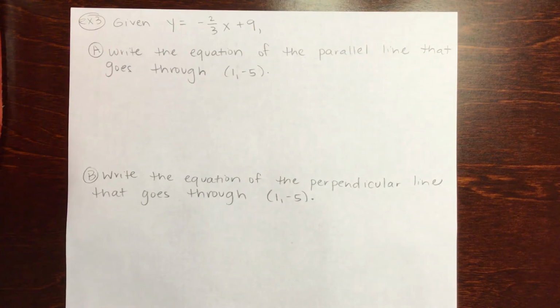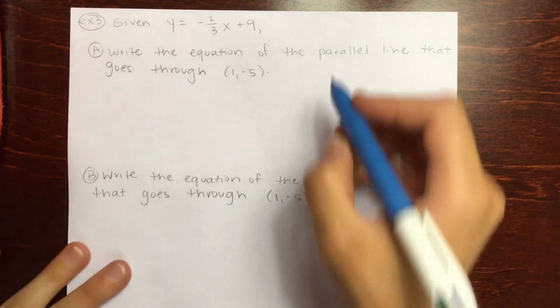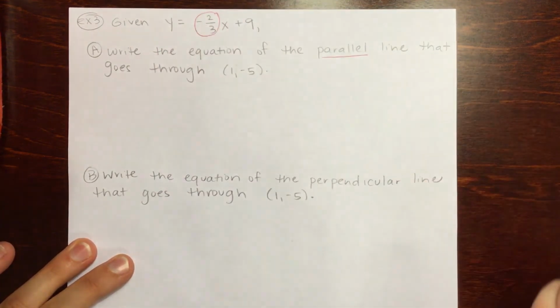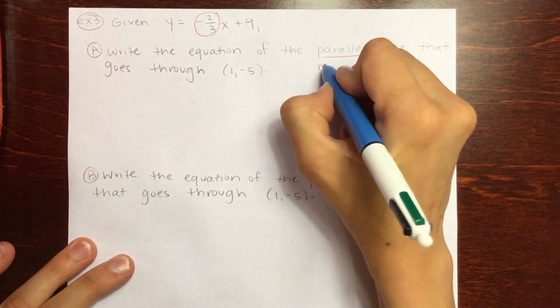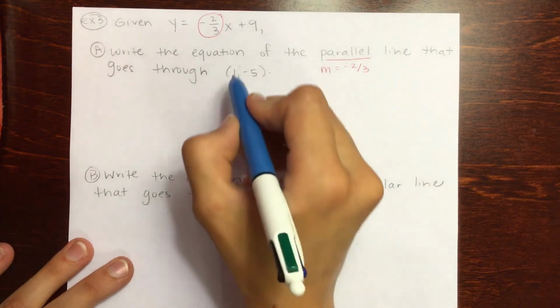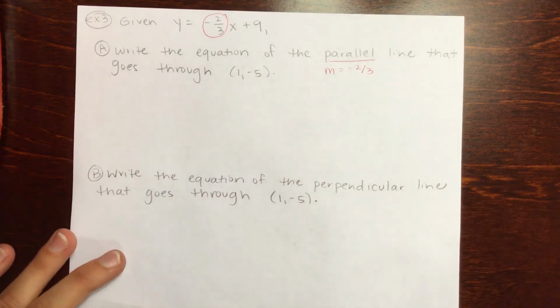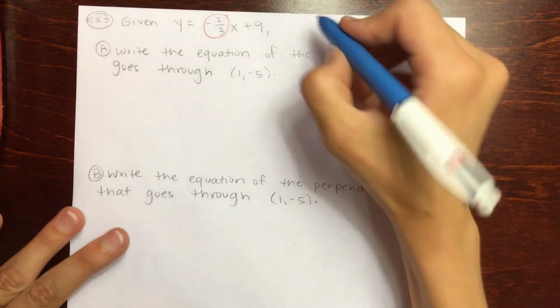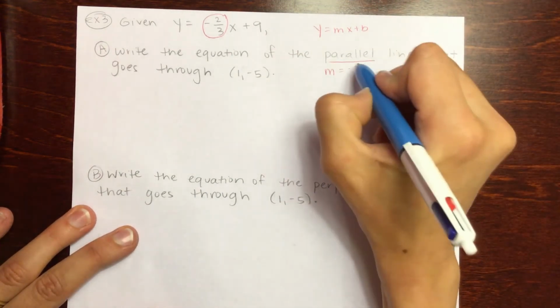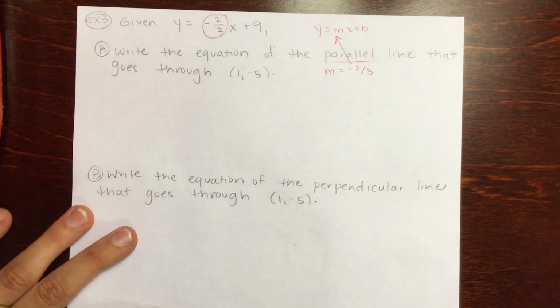Example 3, given this line, write the equation of the parallel line that goes through the point 1, -5. All right, well first we know this is a parallel line. This is the slope of our original line. A parallel line is going to have the exact same slope. And now we have this coordinate point here. We need to figure out what the b value is. We normally write things in slope-intercept form, so we know what m is, but what's b?